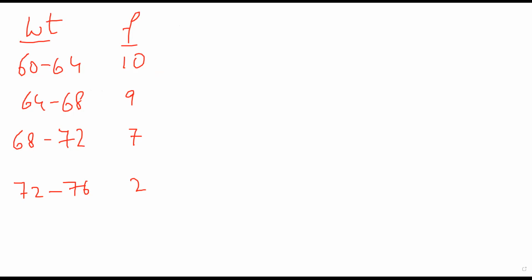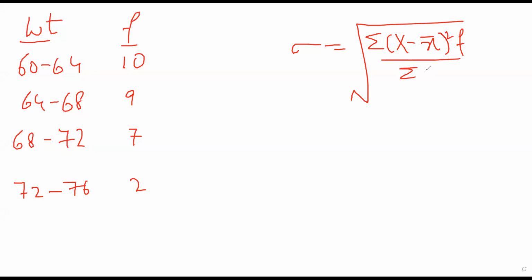Right. Now the first thing, if you look at the formula of standard deviation, root over sigma of capital X minus small x bar whole square into f divided by sigma of f. So the first three things that you have to find out are capital X, the mean, and sigma f. Sigma f you can find directly: if you add up all of these frequencies, you will get 28. 10 plus 9 is 19, 26, 28.